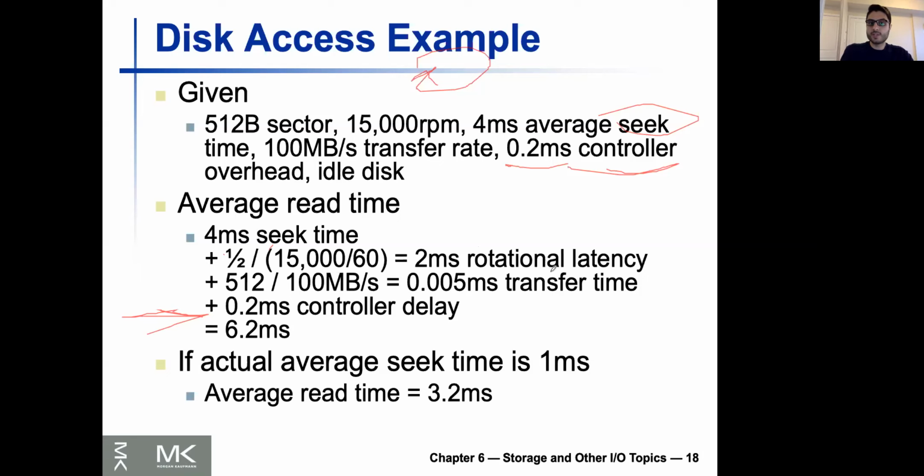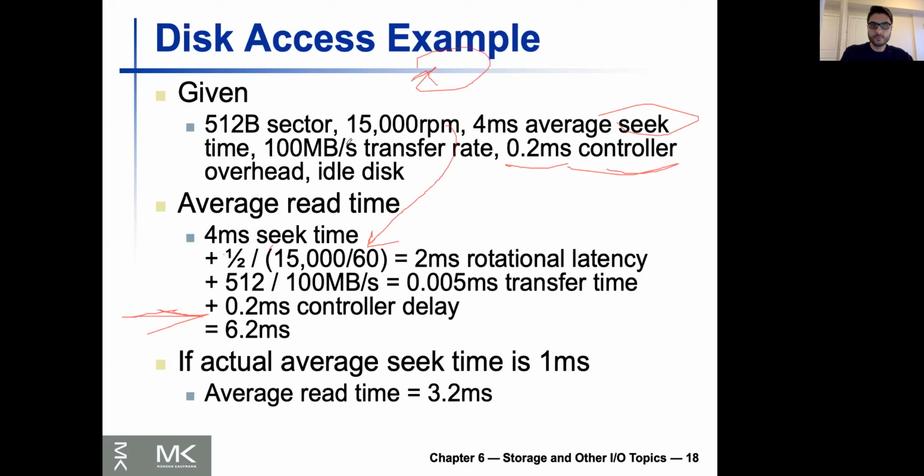This is your rotational latency. It's going to rotate 15,000 times per second. I'm sorry, per minute, because it's rotations per minute. If you want to convert it to a second, you need to divide it by 60 because each minute has 60 seconds. And then you're going to have 512 divided by 100 megabit, because each of those sectors gets transferred at 100 megabit per second.